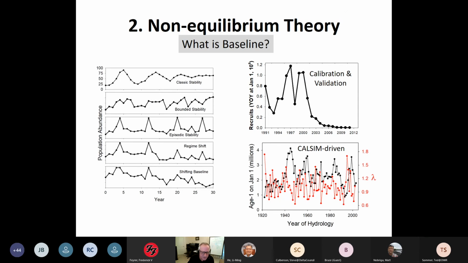Non-equilibrium theory. On the left is a theoretical graph. We tend to think, from the top panel, that the population is going to reach some stable value and stay unchanged. It's probably the one case we never see. So we have concepts like bounded stability, episodic stability, regime shifts, shifting baseline, right? So how does that relate to the Delta Smelt model?